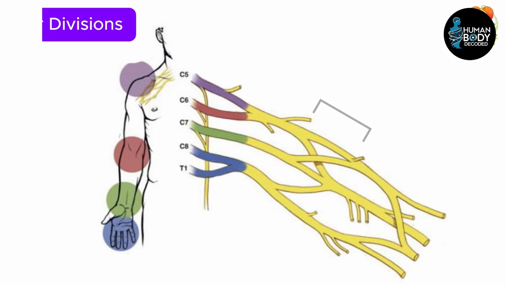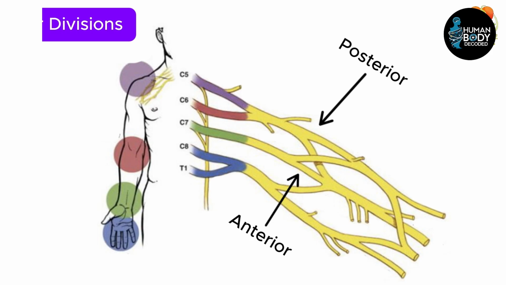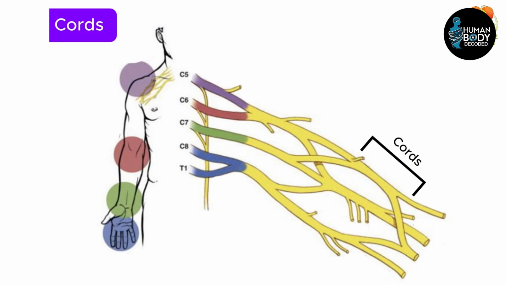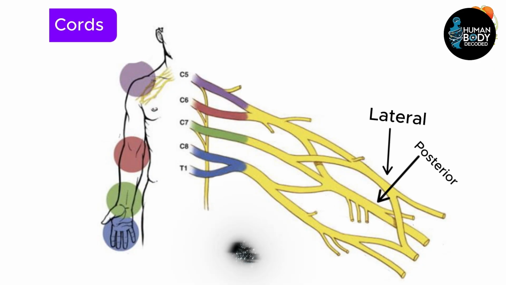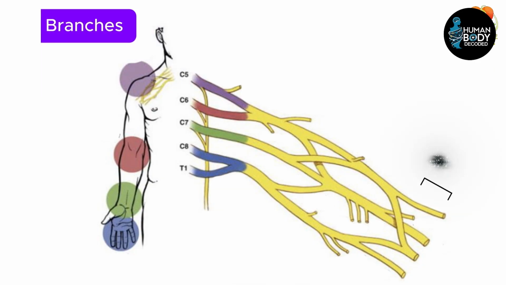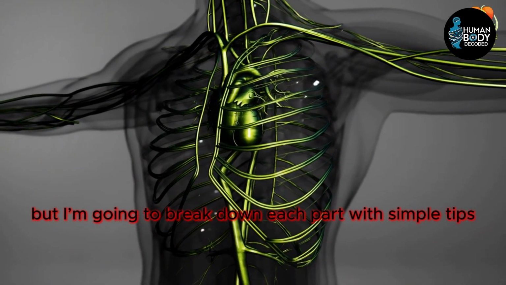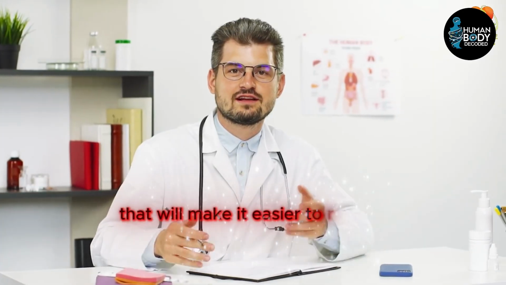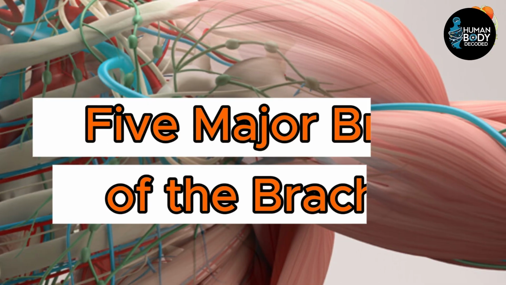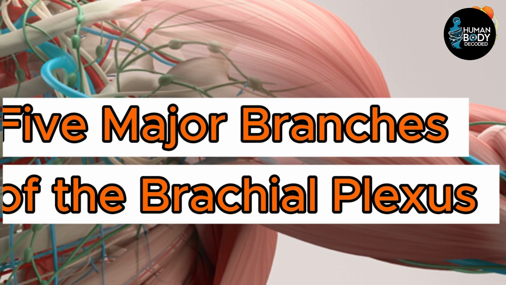Divisions. Each trunk divides into an anterior and posterior division. Cords. These divisions rejoin to form 3 cords: the lateral, posterior, and medial cords. Branches. Finally, the cords give rise to 5 major branches: musculocutaneous, axillary, radial, median, and ulnar. It sounds complicated, but I'm going to break down each part with simple tips that will make it easier to remember. The 5 major branches of the brachial plexus.